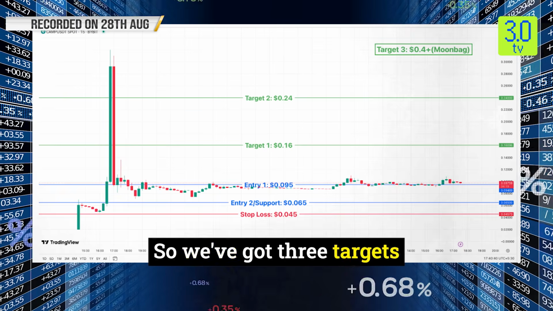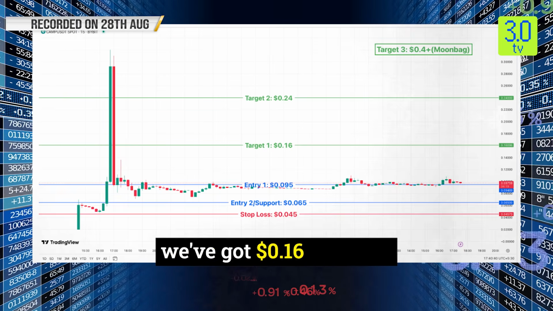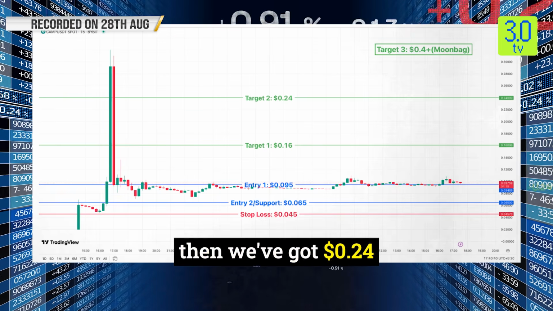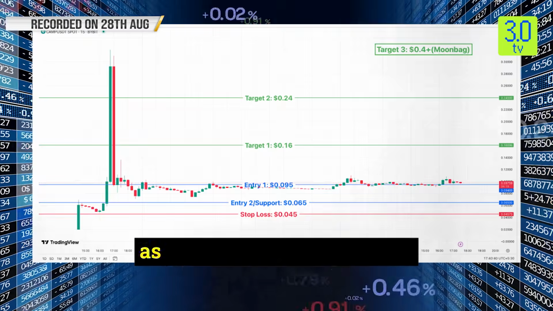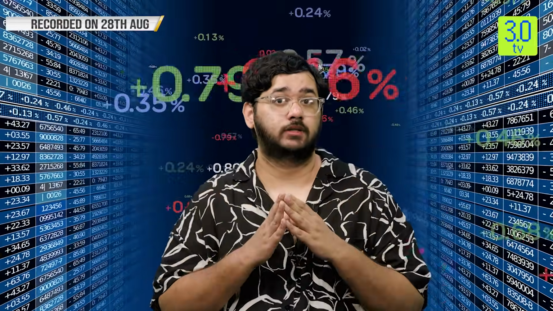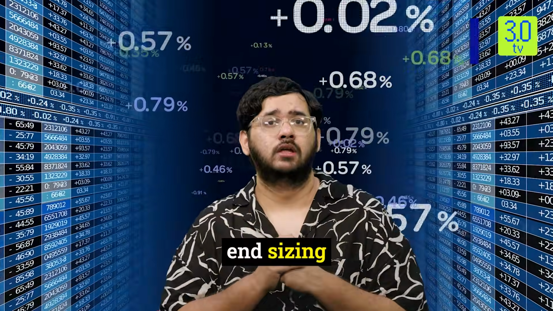So we've got three targets. Number one, we've got $0.16 as target one. Then we've got $0.24 and then we've got $0.4 as you can see on the screen. So use a tight size for this trade. Watch on-chain claim windows for the airdrop, and if a major CEX listing or studio announcement happens, reevaluate stops and sizing.